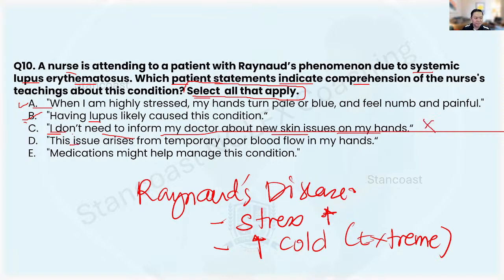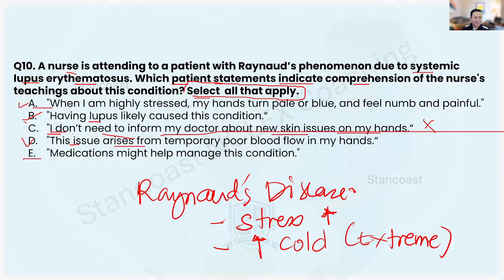What about letter D? This issue arises from the temporary poor blood flow in my hands. Remember about the Raynaud's disease, that it's not caused by the blood clot? Yeah, it's not. It's caused mostly by the stress and the extreme cold temperature. So it's not permanent. And the impaired blood flow is not going to be permanent as well. So when they're placed in a warmer environment, the manifestations will also go away. All right. And so letter D is one of those answers.